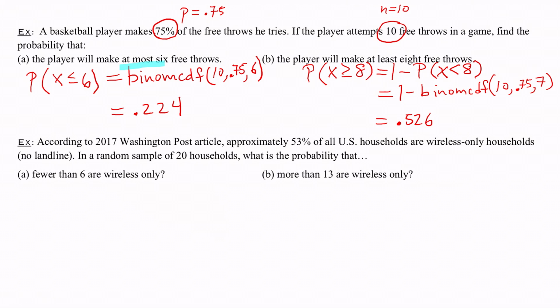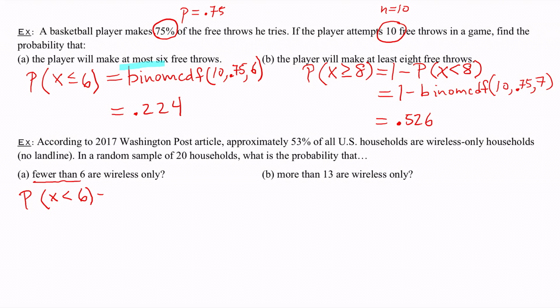In the next example, according to a 2017 Washington Post article, approximately 53% of all U.S. households are wireless-only households, no landline. In a random sample of 20 households, what is the probability that fewer than 6 are wireless only? Okay, so now when I see the words fewer than, we're going to look at the probability that x is less than 6.